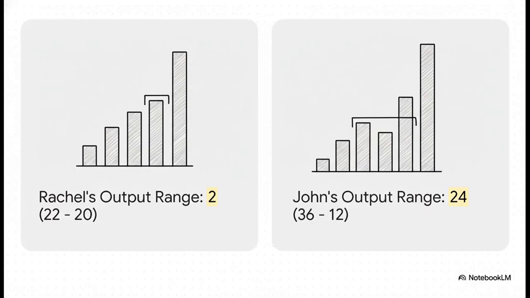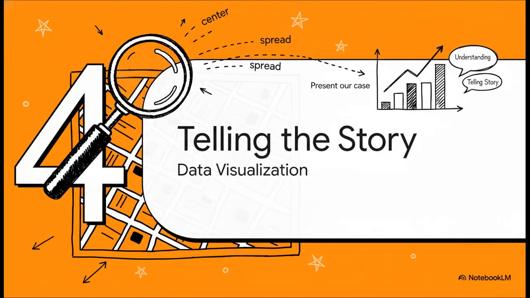Okay, now check this out. Rachel's range is just 2. Her best day and her worst day are barely different. She is the definition of consistent. But John's range is a massive 24. This one number tells us his performance is super variable. So you see, by measuring the spread, we get this whole new layer of understanding that the average alone could never, ever give us. So our detective work is almost done.